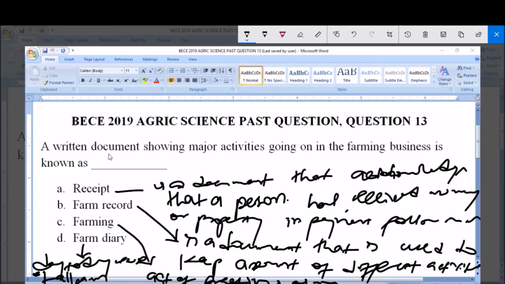But the question says a written document showing major activities going on in the farming business. Now from what we've described, you see that option B, farm record, is the most suitable answer, because farm record is a document that is used to keep account of all activities going on in the farm. We would have picked farm diary, but farm diary is a day-to-day record, and the question says a written document showing major activities going on in the farm. So therefore our answer to this question is option B, farm record. It's a document that keeps account of all activities going on in the farm.